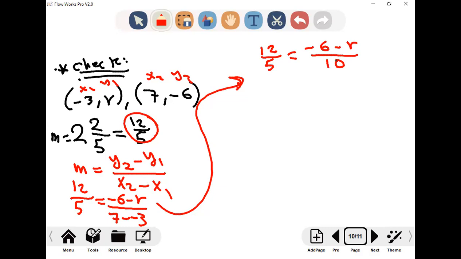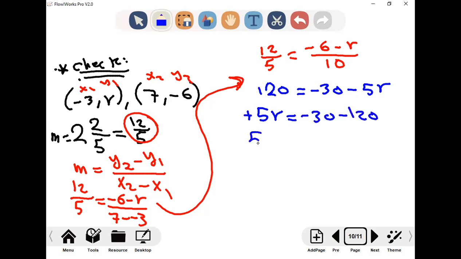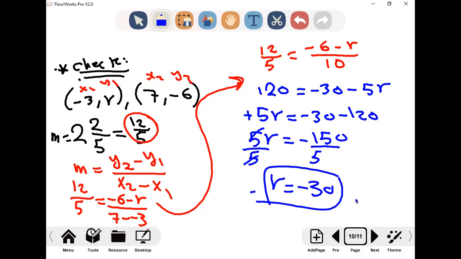What's the cross product? 12 multiplied by 10, 120, equals 5 times -6, -30, and 5 times -r, minus 5r. So 120 here, and you bring negative 5r here. It will equal negative 30, minus 120. So 5r equals negative 100. Divide by 5 on both sides. R will be negative 20. Done? Yes.